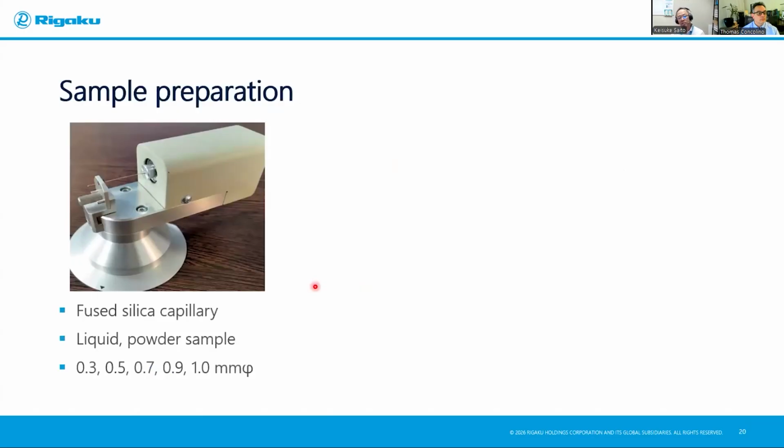How about sample preparation? For SAXS, you may prepare your sample in a capillary. We recommend one made from fused silica because this provides the lowest scattering background. Your sample form could be liquid or powder. Different diameters of capillary are available, and you can pick one depending on the volume of your samples.